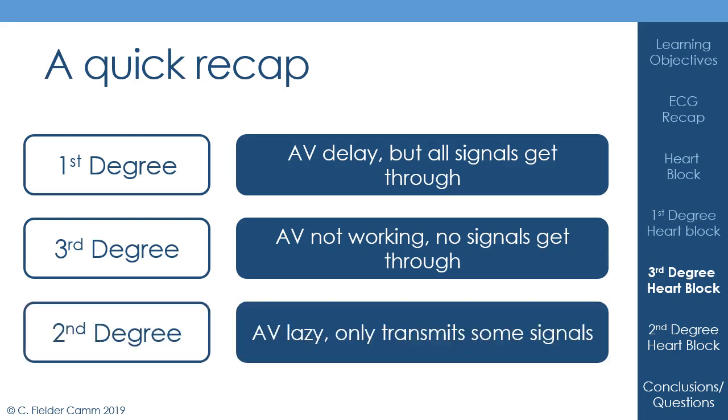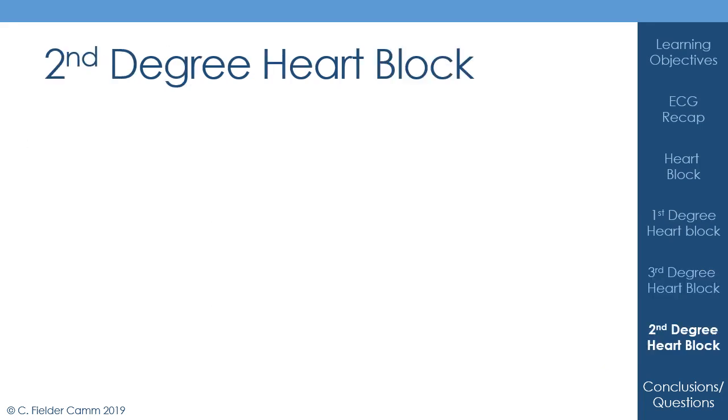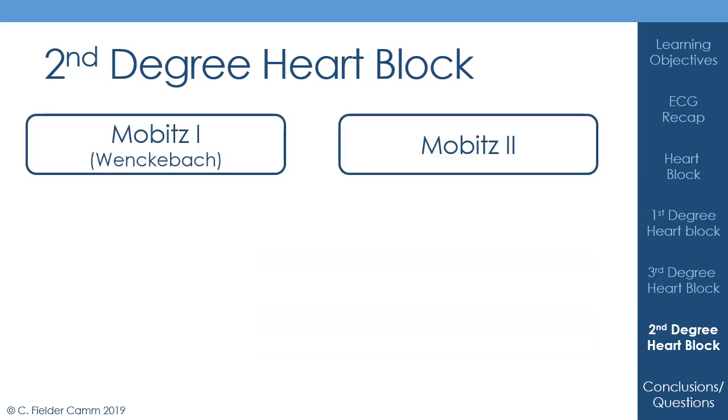Well, in second degree heart block, the AV node is lazy and only transmits some of the signals. We'll talk about that more in a second. So second degree heart block is actually broken into 2 subtypes. There's Mobitz type 1, which is also known as Wenckebach, and Mobitz 2. And these are quite different, although they're grouped under the same parent category.